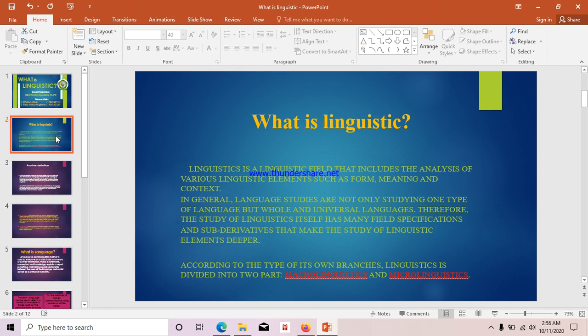Therefore, the study of linguistics itself has manifold specification and sub-derivative that make the study of linguistic elements deeper.